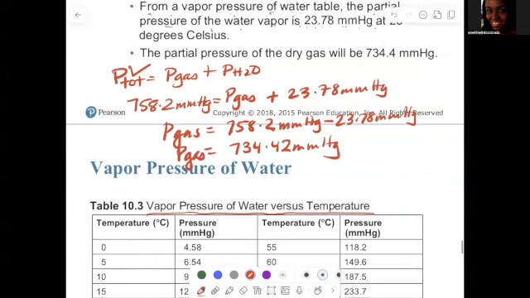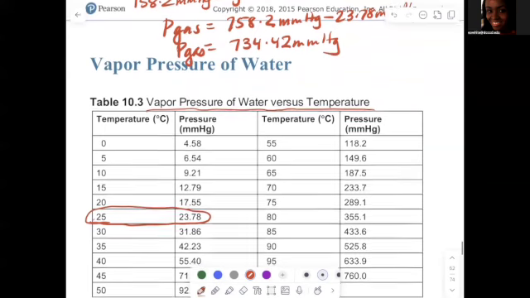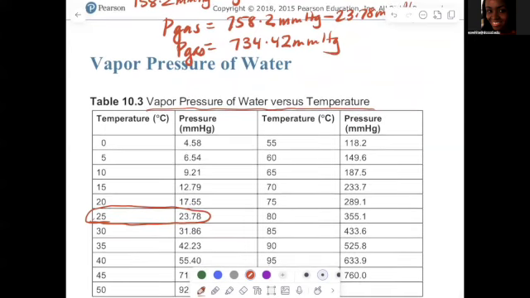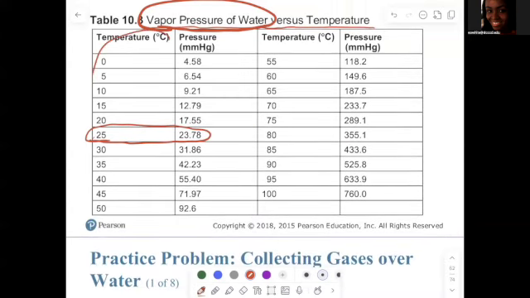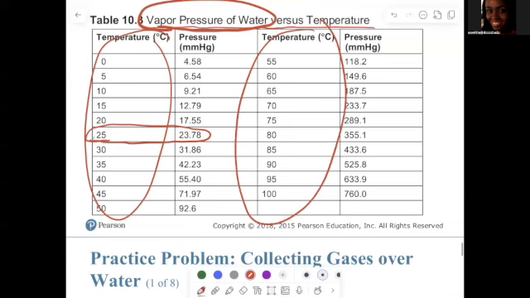Okay. That is how you will use the table. The table is here to provide you the vapor pressure of water, which you need to subtract from any pressure, any gas that is collected above water. You need to have the temperature though, because you won't know what to read without a temperature. So you have to have it in Celsius, because all of these are in Celsius. Please notice that, right? They're all written in Celsius.